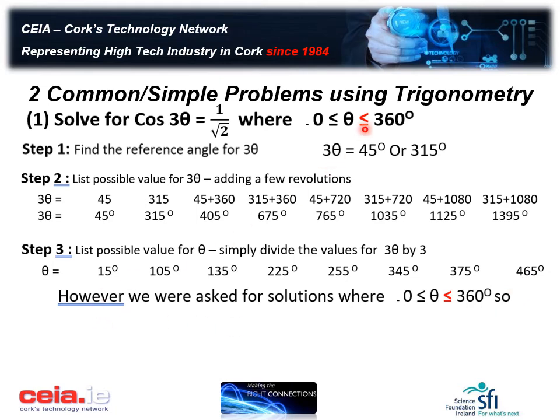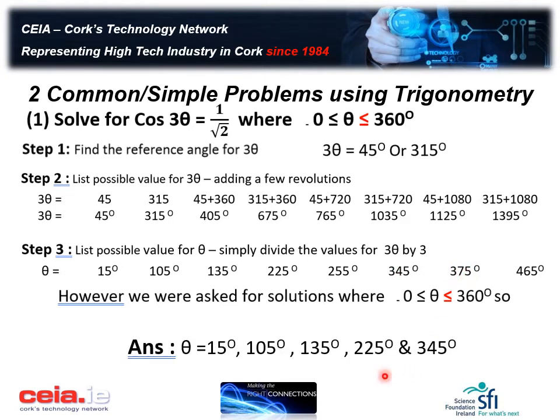However, reading the question, we were asked for solutions for theta between 0 and 360 degrees. So if you look at what we've got here, we have 15, 105, 135, 225, 255, 345, 375. That's outside of the range that we were asked for. So our answer will be 15 degrees, 105, 135, 225, 255 and 345 degrees.